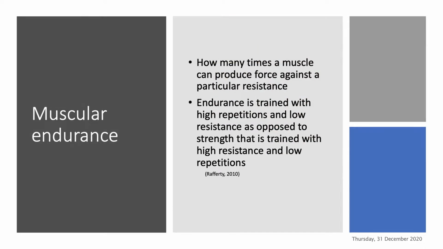So let's just quickly go on and talk about muscular endurance, because we've been discussing the difference between endurance and strength training. Endurance means how many times a muscle can produce force against a particular resistance. Usually this is high repetitions with a low resistance. We do that a lot in class, just like jumping. So let's say we do 16 jumps, we're building endurance. As opposed to strength training, which we've been discussing all the way through this lecture, that is trained with high resistance and low repetitions.